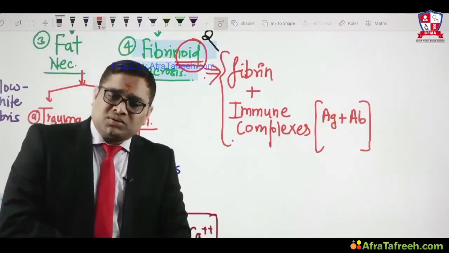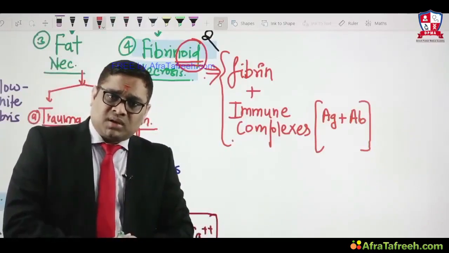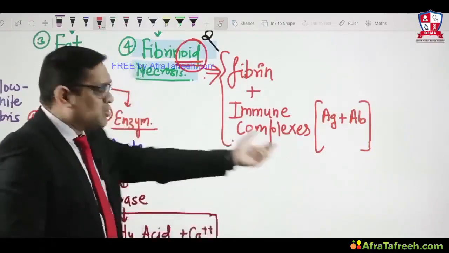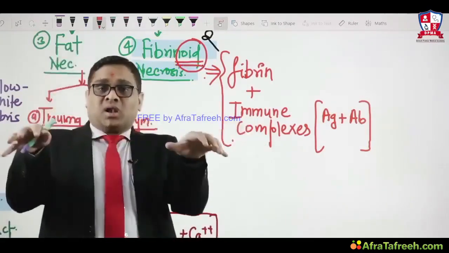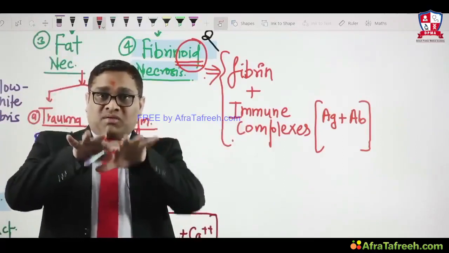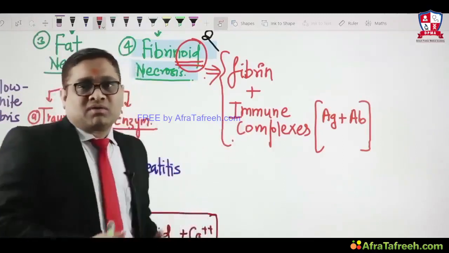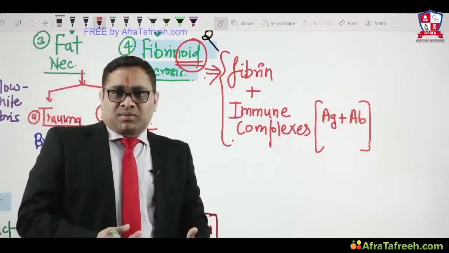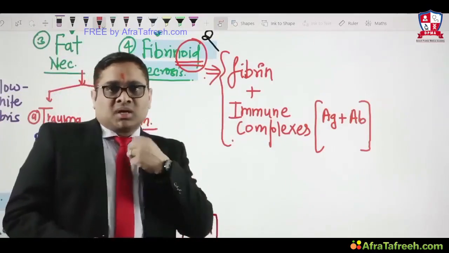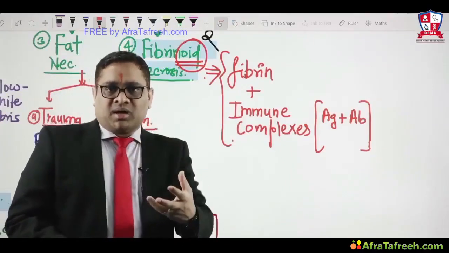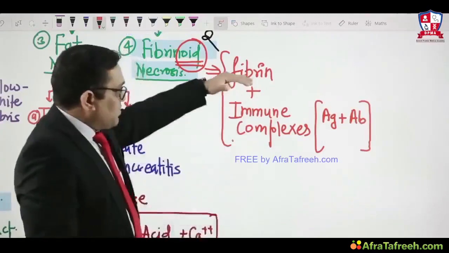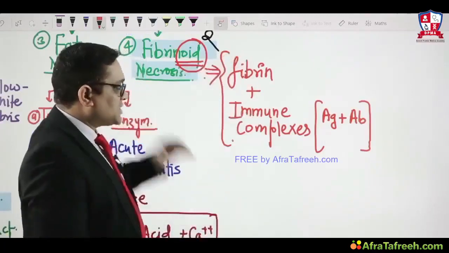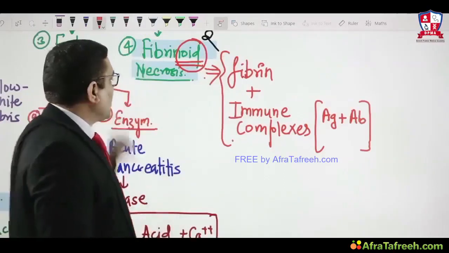What could be the pathology of fibrinoid necrosis? The pathology will be immune complex mediated, where they will be damaging the vessel wall. Just as an example, when the vessel wall is damaged, the coagulation pathway will be started, and we all know that in the coagulation pathway fibrin will be formed. So fibrin and immune complexes will be there in fibrinoid necrosis.